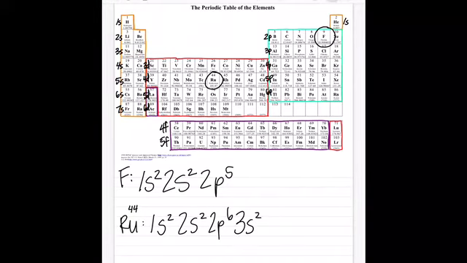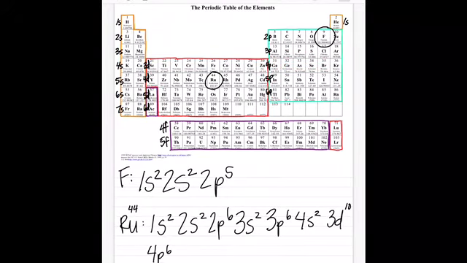After that is 3s, and we're going through both of those. 3s2. After that, we can jump across, and we're going into 3p here. We're going to go through all 6 of those. 3p6. After that, we do 4s. We do both of those, which is 4s2. And then after that, we jump into 3d. There's 10 of those, so 3d10. After that, we're into 4p, and we're still going through all 6 of those, so 4p6.